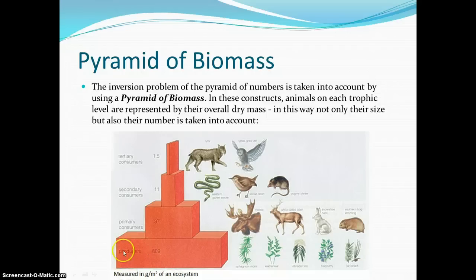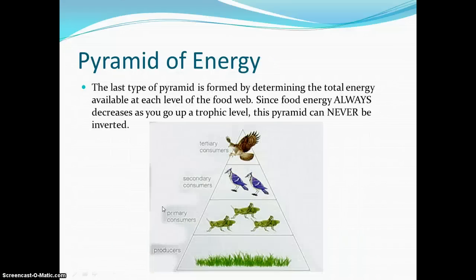So in this case, you can see the overall mass of the producers needs to be the largest. Then the primary consumers eat that, it needs to be a little bit smaller. Secondary consumers a little bit smaller. And then tertiary, this is just the third level of consumer. So that biomass gets smaller and smaller, as you can see from this image.